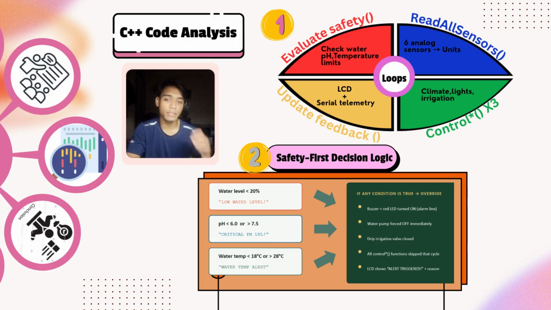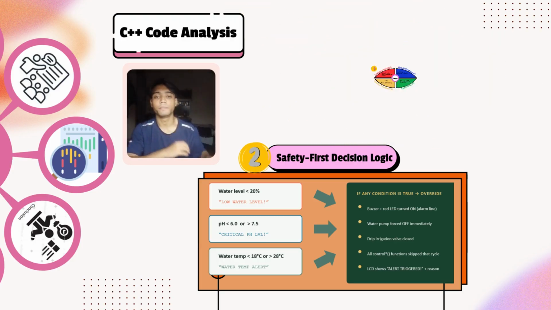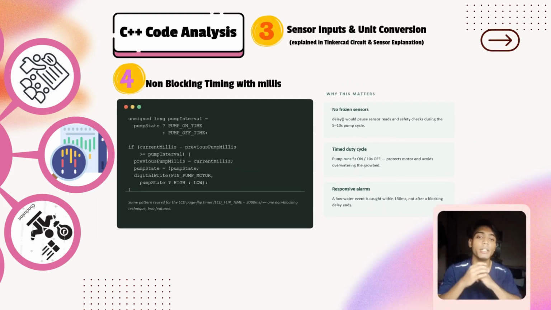After that, we have the safety first decision logic. It has a condition where water level is below 20%, or the pH value is outside 6 or 7.5, or the water temperature is outside 18 or 28 Celsius. But when the condition is reached, it will trigger an override system. The next one is sensor and input unit conversion, but that has already been explained by my teammate previously.